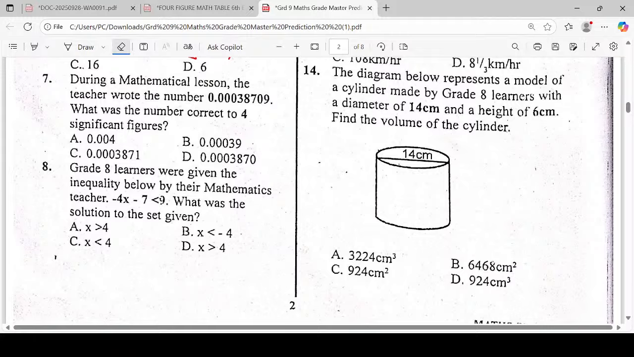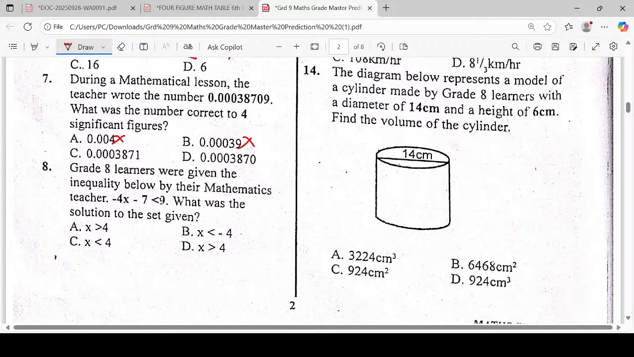Looking at that question number 7, learners, obviously we cannot have choice A as the answer because this one is to one significant figure. We cannot have this one also because this one is to two significant figures. We are left with choice C and choice D. Remember that when 0 is in between two non-zero digits, the 0 becomes significant.